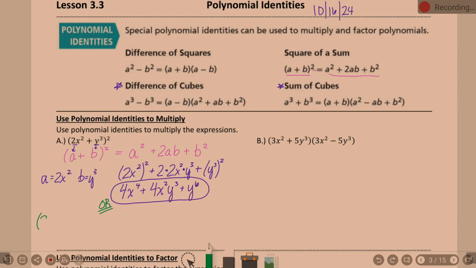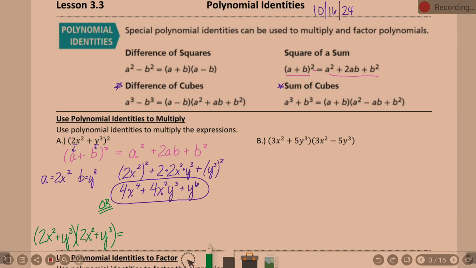I could have said, okay, well, this is 2x squared plus y cubed. You know what? I'm going to just put this down on the. This is 2x squared plus y cubed times 2x squared plus y cubed. You can just FOIL that out.